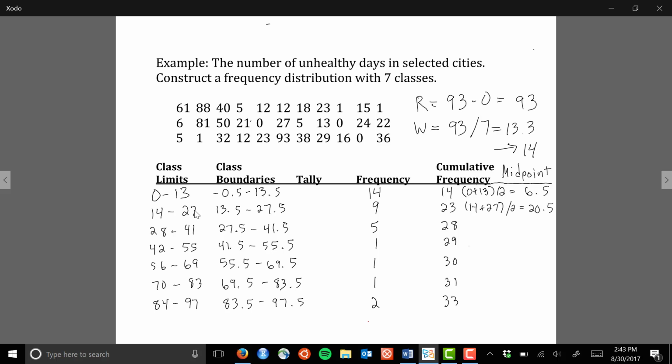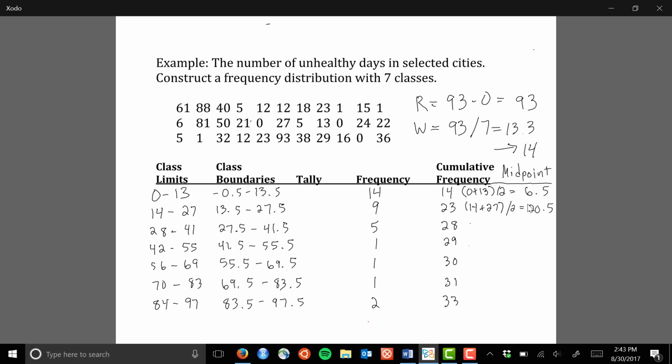And we can keep doing that for every single one of our classes, averaging the lower class limit and the upper class limit to get the midpoint of each class. Perhaps an easier way of doing this, though, is to simply take the midpoint that you've already computed for the previous class and then add 14 to that, which is the class width. If we add the class width to the midpoint of the previous class, we get the midpoint for the current class.